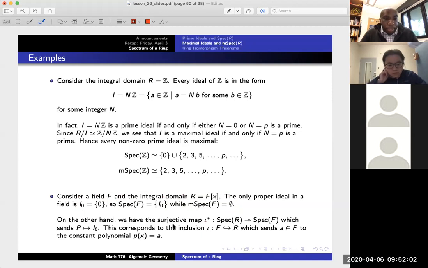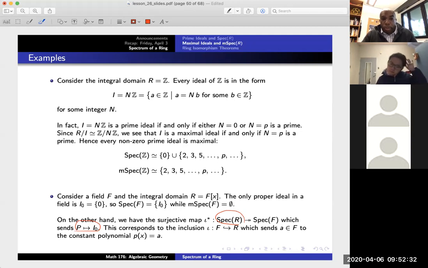On the other hand, let's take a look at the following surjective map. Here, I'll take anything I want in spec R, and I'm going to send that to the 0 ideal. Just the silly map that says take any prime ideal of R, send that to the 0 ideal of F. So this is the surjective map. I don't care anything about spec R. I don't care how many elements it has, I can still do this.